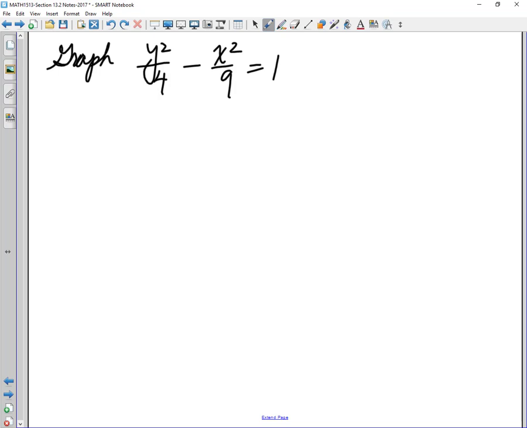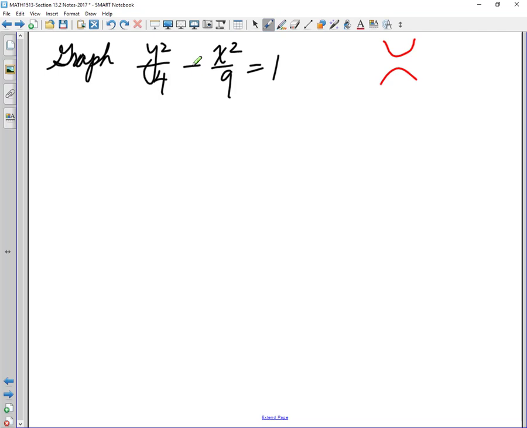Okay, so the first thing you should notice is that I have a y squared over 4, so I know that this is the kind of hyperbola that opens up and down. And it is a hyperbola because you have a minus in between. Right now we're only looking at hyperbolas anyway.